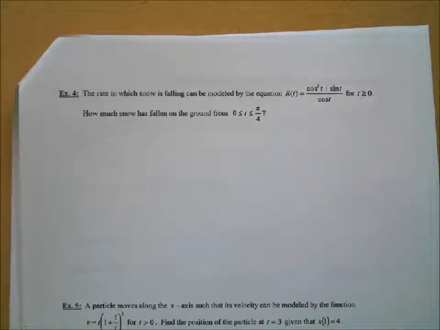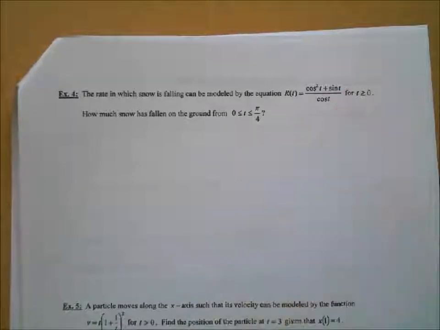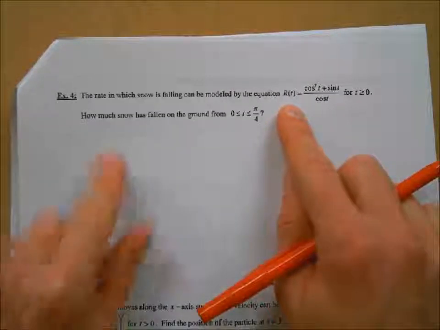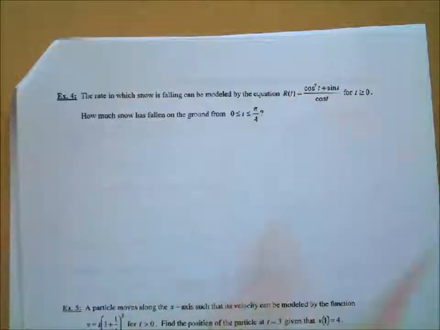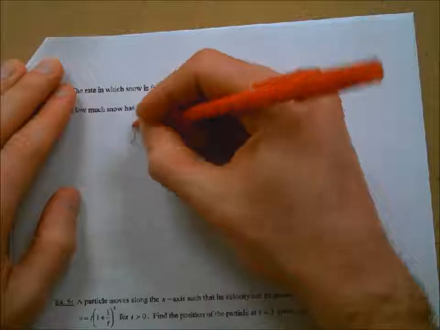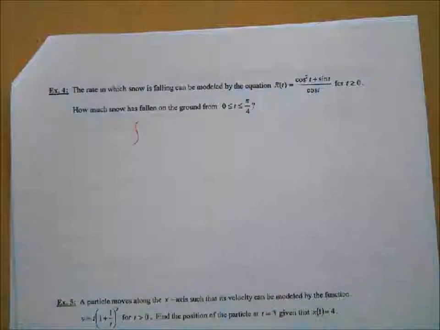Number 4, we're given a rate at which snow is falling. R of t equals this for t greater than or equal to 0. How much snow has fallen on the ground from 0 less than or equal to t less than or equal to 4? So when we're given a rate and we want to find a quantity, that's another example of us using integration. So we're going to integrate from what to what? 0 to pi over 4.